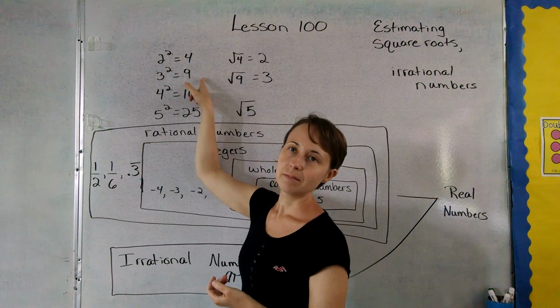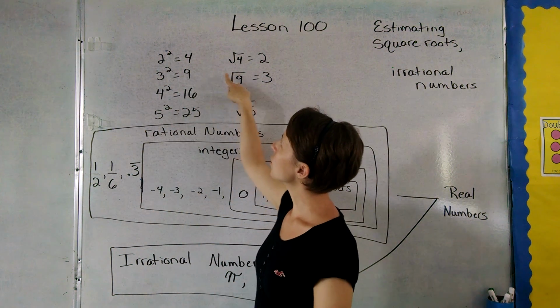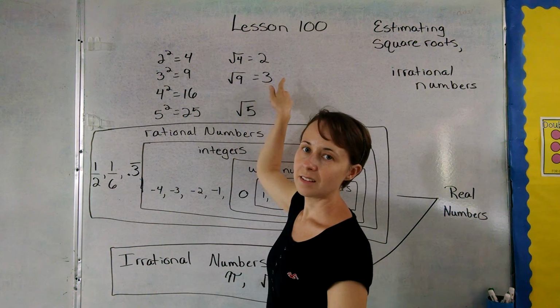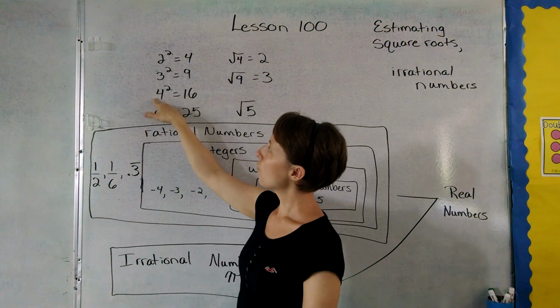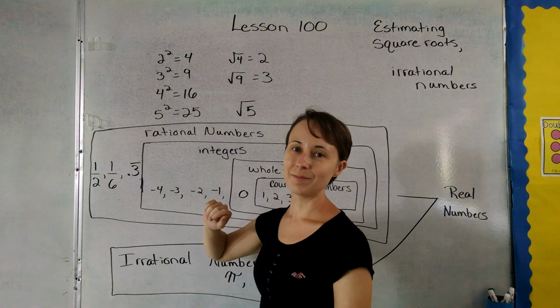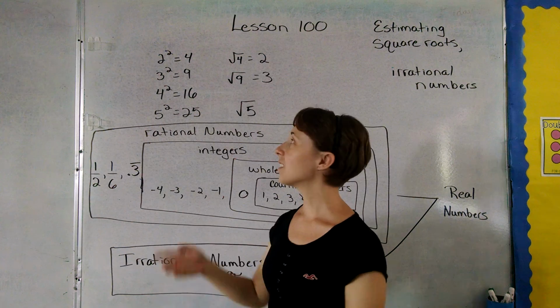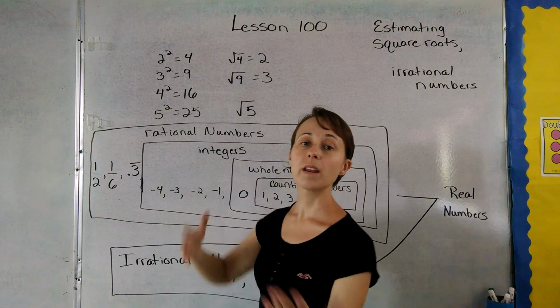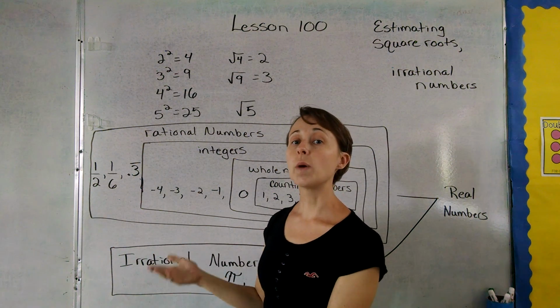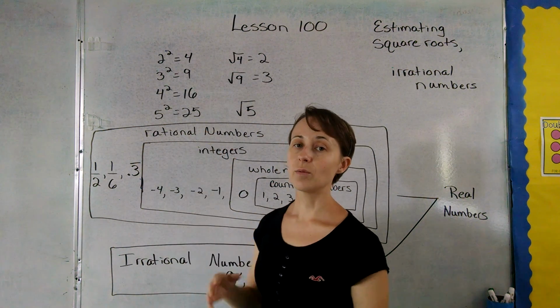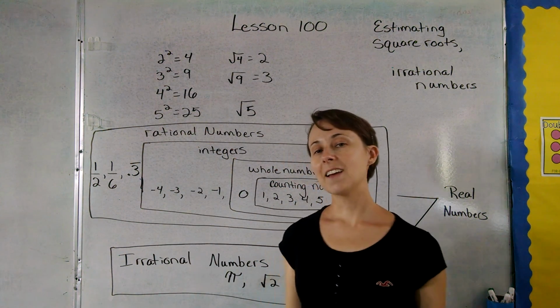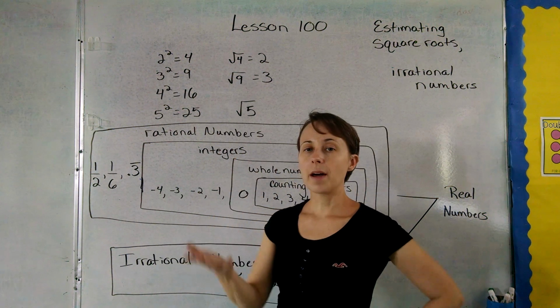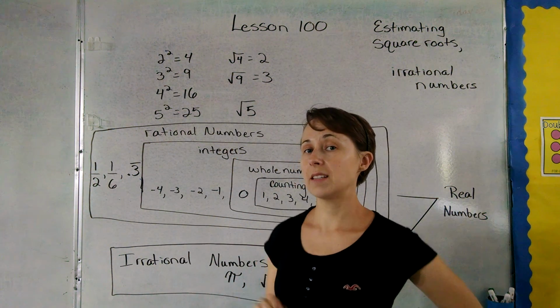3 squared is 9. So the square root of 9 is 3. 4 squared is 16. So the square root of 16 would be 4. 5 squared is 25. So the square root of 25 would be 5. Today, they're going to ask you to think about a square root that you don't know yet.